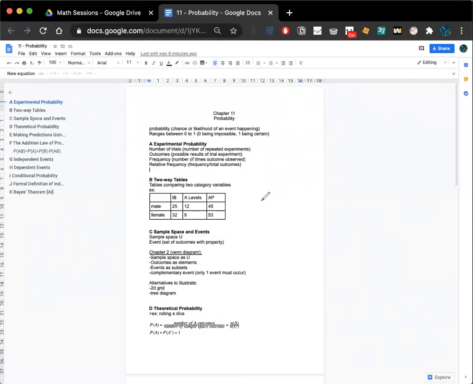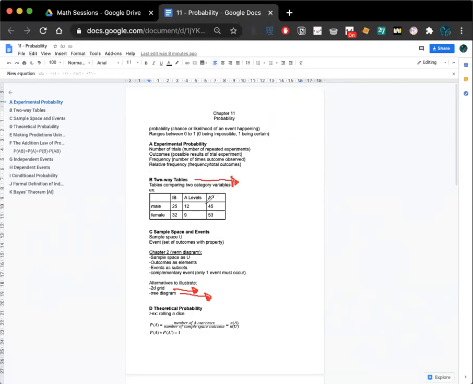There are a lot of ways to portray or show this probability. Some of the ways that you're going to learn are two-way tables, 2D grids, and tree diagrams. And I think the more common ones that we're going to be using are the two-way tables or the tree diagram.